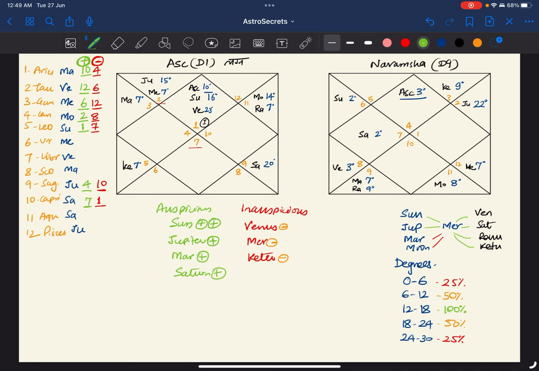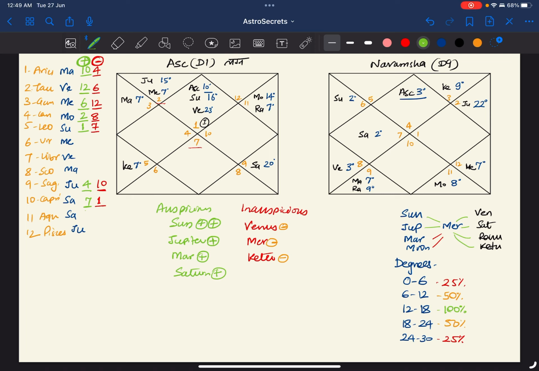Okay, the second thing that we can take a look at is both 10 and 11. So 10 is a really good house, and 11 also is a good house. So 5, 9 and 11 are good houses, trine houses basically, and 10 is a kendra house. So Saturn will prove good for this particular kundli. It is 20 degrees, so it is again, let's say, 50%.